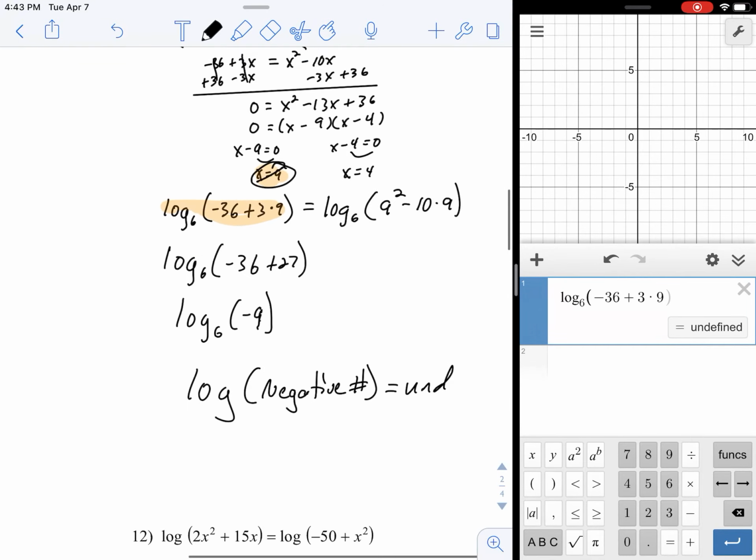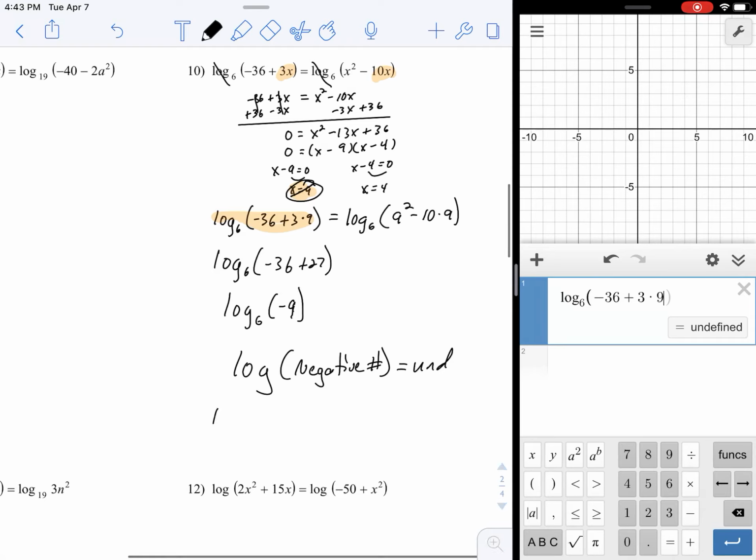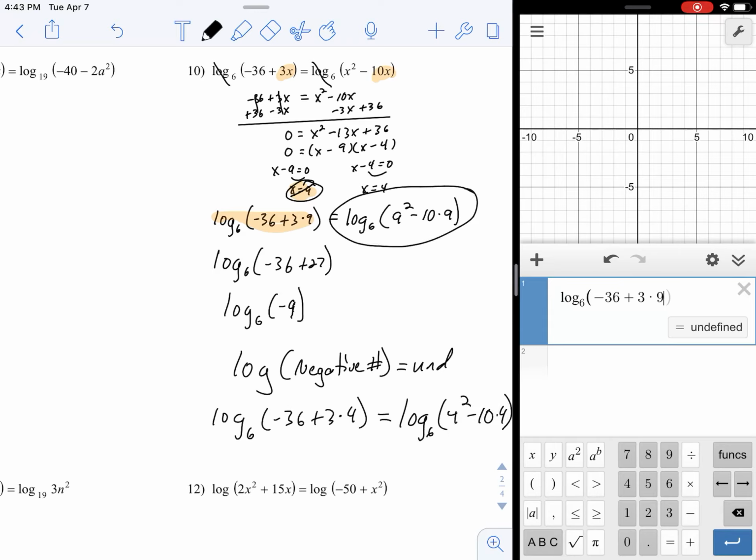And then let's look at the second solution, 4. It's going to be basically the same way. Log base 6 of -36 plus 3 times 4. Does that equal log base 6 of 4 squared minus 10 times 4? And notice I didn't even work out the right-hand side here on the calculator. If I did, that would also say undefined, but you get undefined once, you're done. You can just say, oh, that's extraneous.